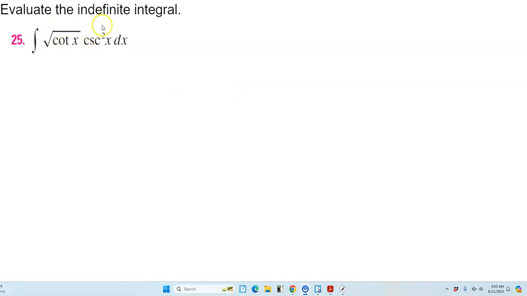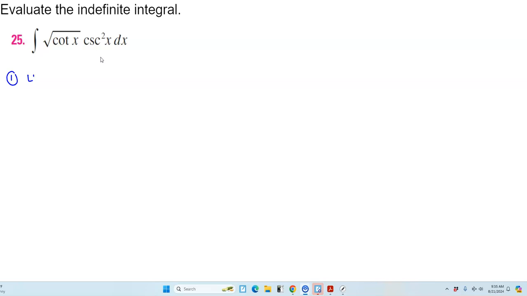So here we want to evaluate the indefinite integral. In this case, we have the integral of the square root of cotangent x times the cosecant squared x dx. So in this problem, we want to figure out what we can use to determine what u should be. Well, you have a radical sign, so it's probably best to substitute what's underneath the radical.